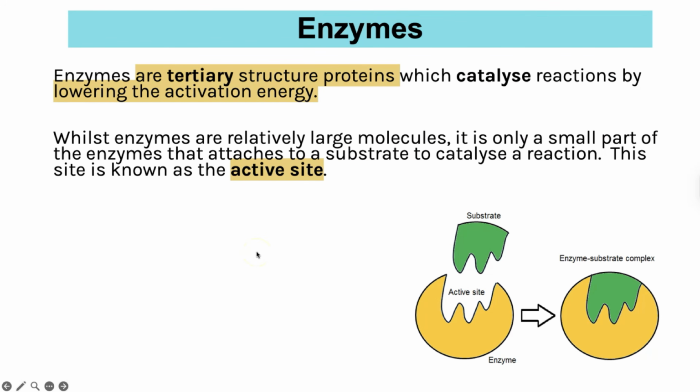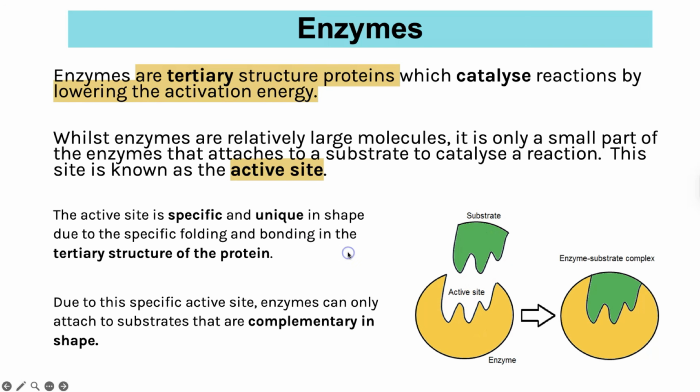Okay, enzymes. This is still within the proteins topic. This is one of the key examples that you need to learn about. Enzymes are proteins that have a tertiary structure, and their role is to catalyze reactions, and they do this by lowering the activation energy, meaning the amount of energy needed to start the reaction. And whilst enzymes are pretty big proteins, it's only the active site, that small part here, that is of importance, because that's where the substrate binds.